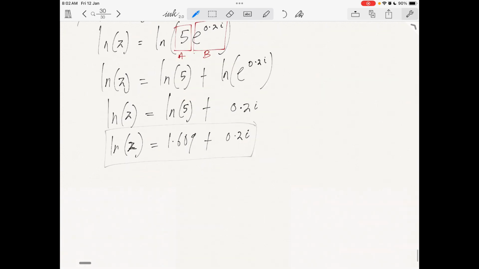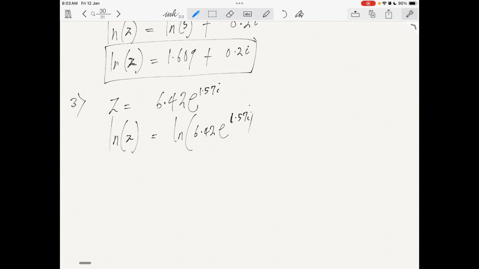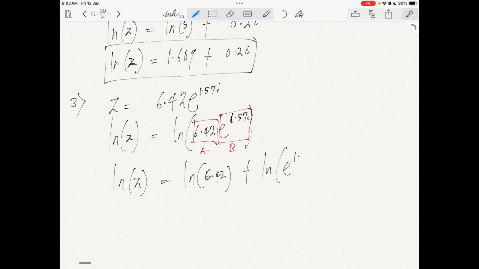And finally, let's take the second to the last question on logarithm of complex numbers. If z is equal to 6.42 exponential 1.57i, we can take the natural logarithm of both sides, 6.42 exponential 1.57i, and applying the first law of logarithm, that's log ab is equal to log a plus log b, then we have ln z is equal to ln 6.42 plus ln exponential 1.57i.